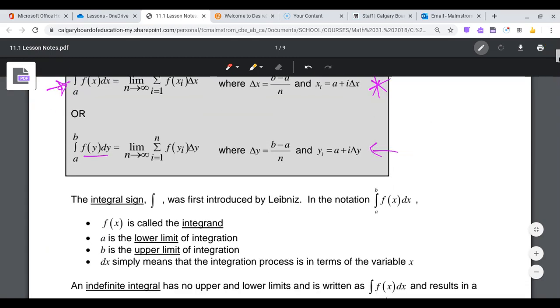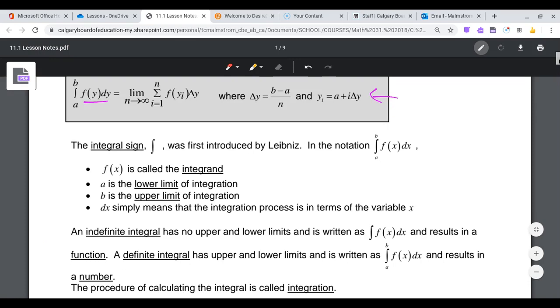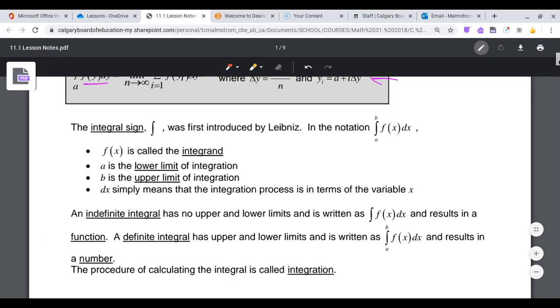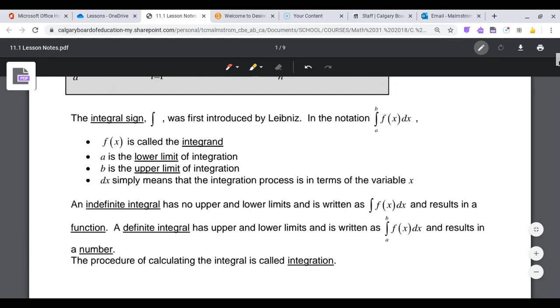So just a little reminder, the integral sign was first introduced by Leibniz. In the notation that's given here, f of x is called the integrand. I don't think we've talked about that. a is the lower limit, b is the upper limit. We've talked about that. And dx, just remember dx simply means that the integration process is in terms of x. It's not a multiplier, okay?